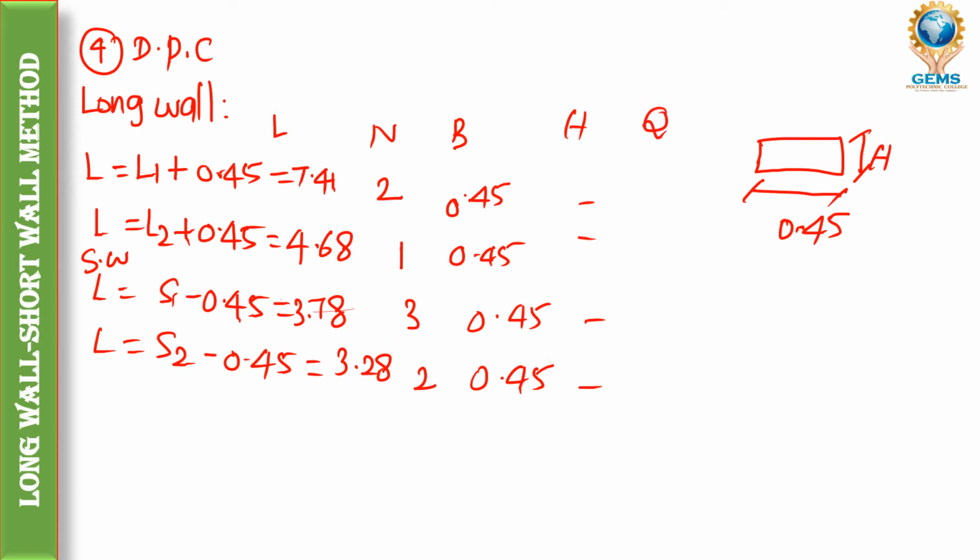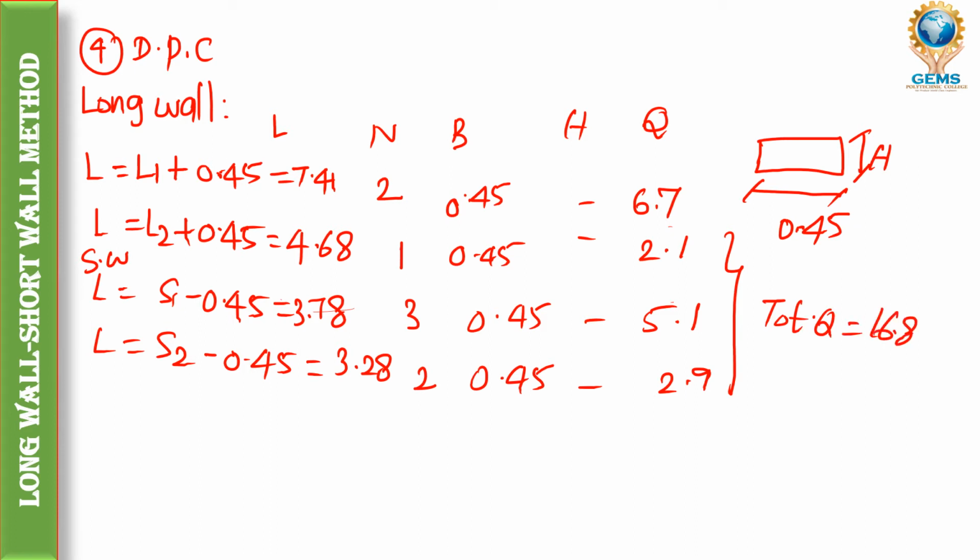Then the quantity. We need to find the quantity. Here it will come like 6.7. Then for L2, 2.1. Then 5.1 approximately. I'm writing every value. So 2.9, you just calculate and you will get the value. So the overall quantity for DPC, we will get total quantity equal to 16.83 meter square.